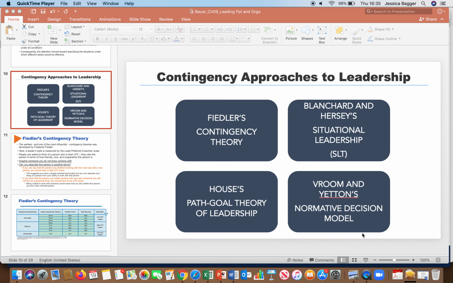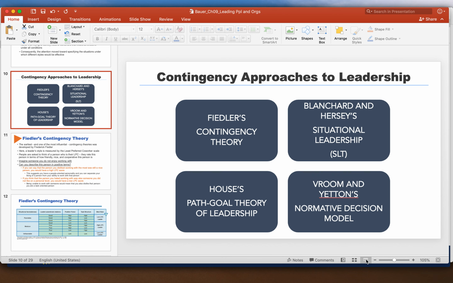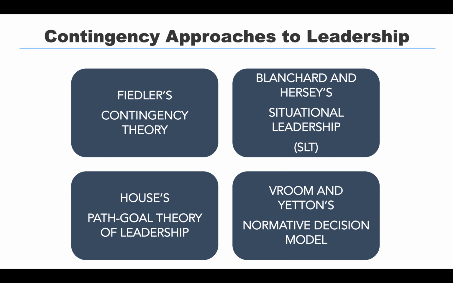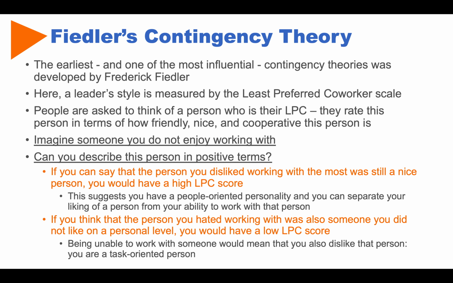So we're going to head in to look at the 4 different contingency theories of leadership. You get Fiedler's contingency theory, Blanchard and Hersey's SLT, not Saturday Night Live, but situational leadership theory, Bob House's path-goal, and Vroom and Yetton's normative decision model. So firstly, we're looking at Fiedler.